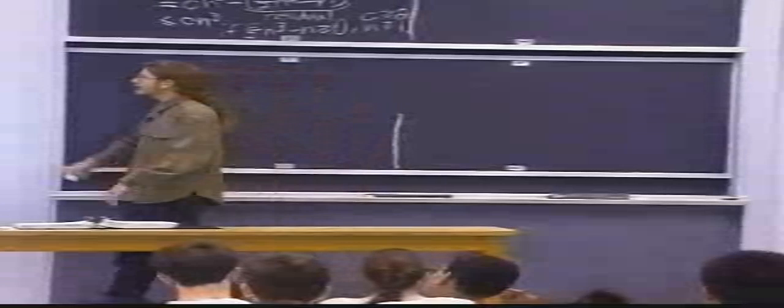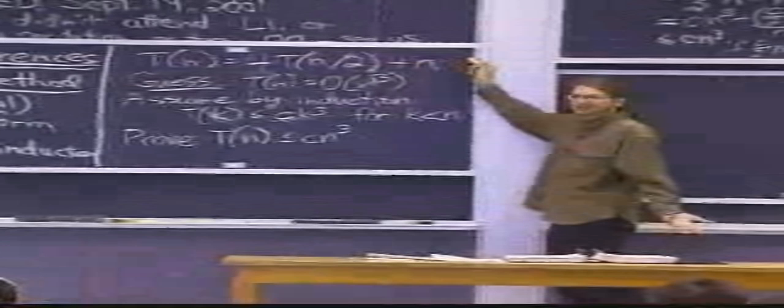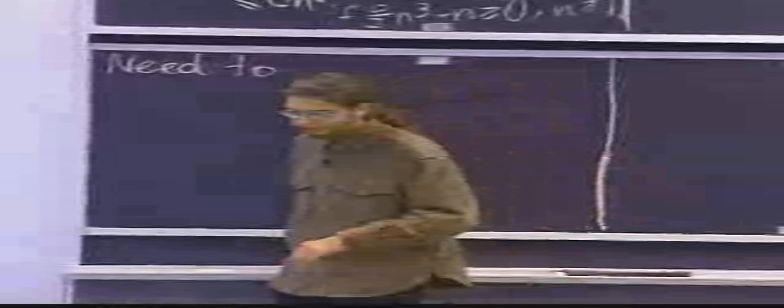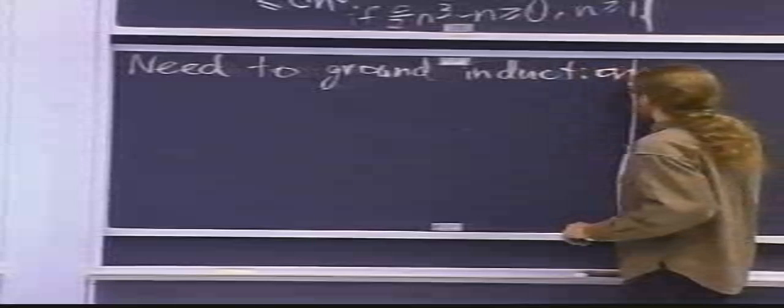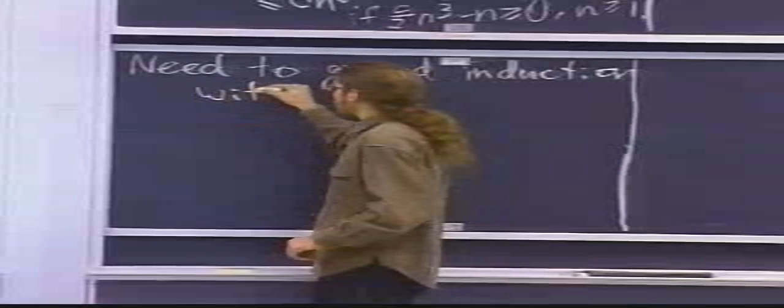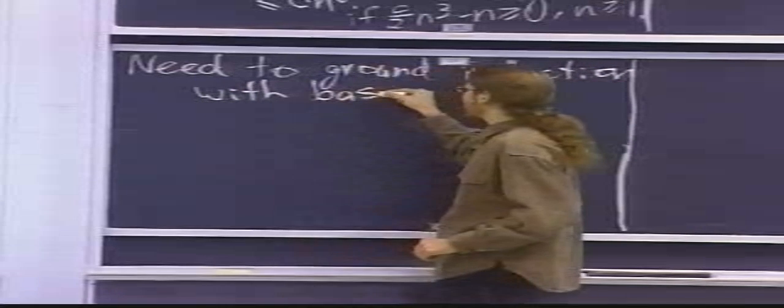And I've also sort of cheated you a little because I have here a recurrence, but I didn't specify the initial conditions. So that's why it may not have been so obvious that we need a base case. So we need to, what's the right word here? We need to ground the induction. That sounds good. With some base cases.